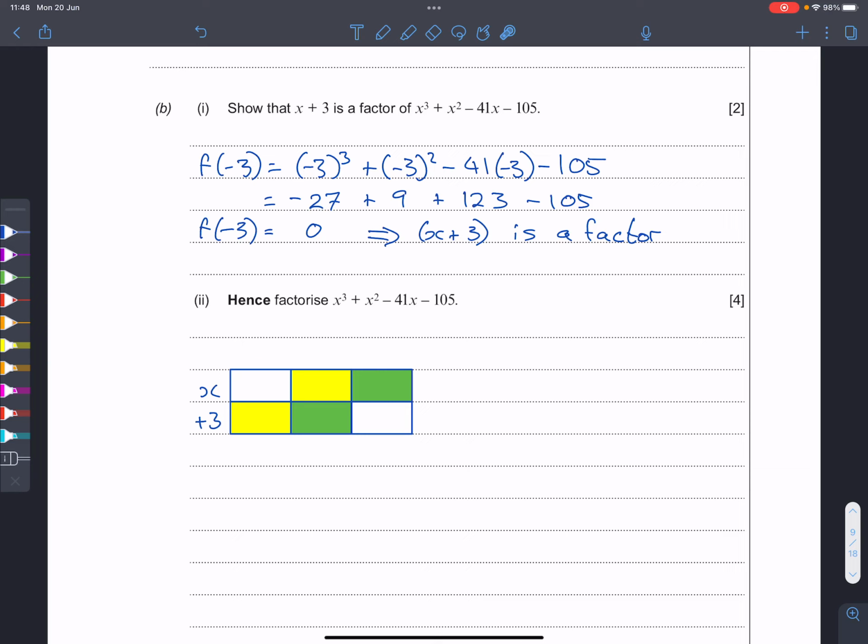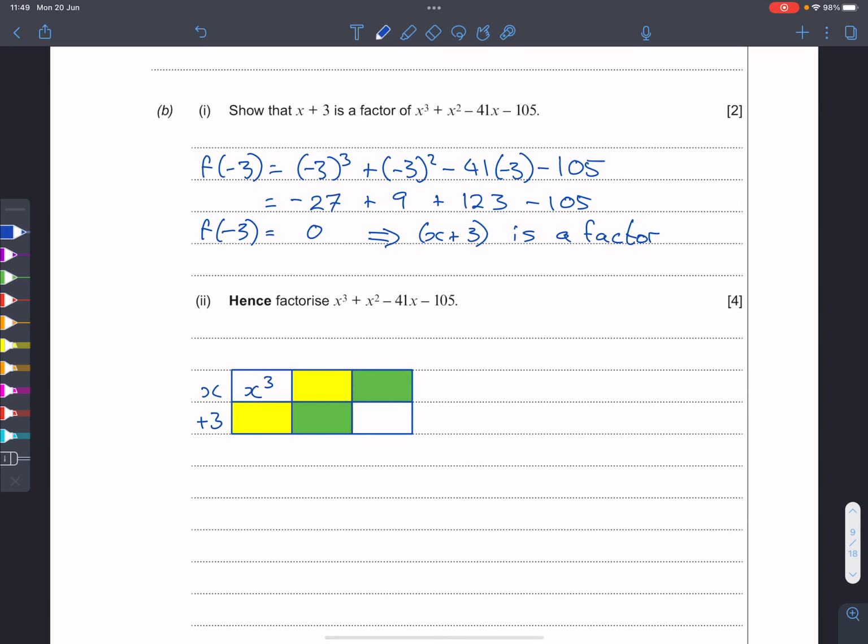My first thing is to fill in the top left box, my number of x cubed. So I've got x cubed. Now I can figure out this value because I know x times this value is x cubed, so that's going to be x squared. Once I've got that, I can work out this yellow box here. So I have plus 3x squared.